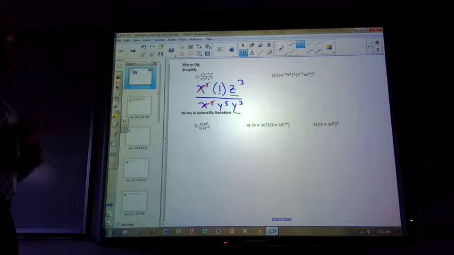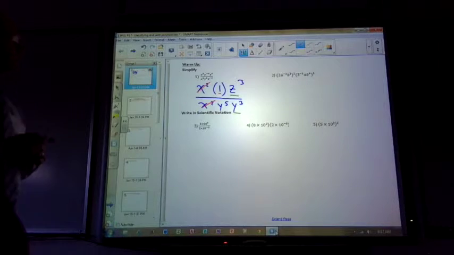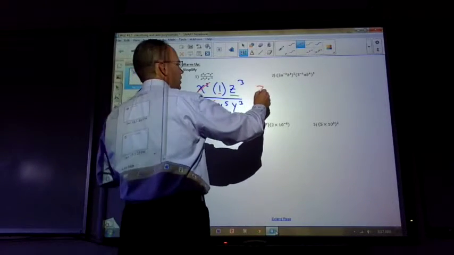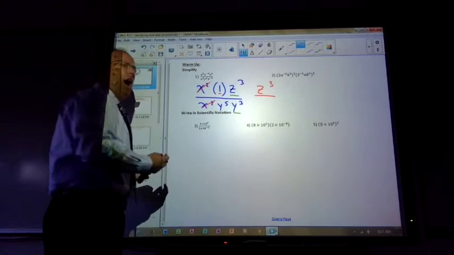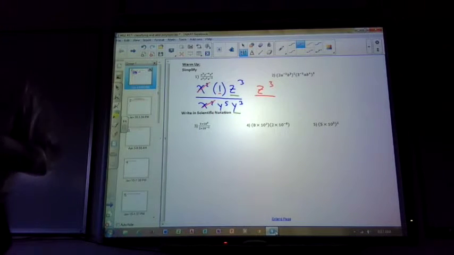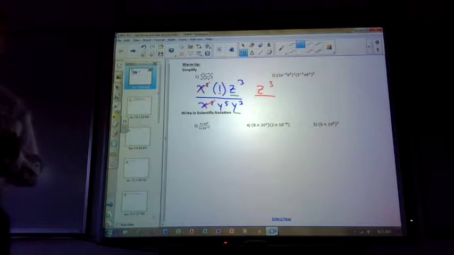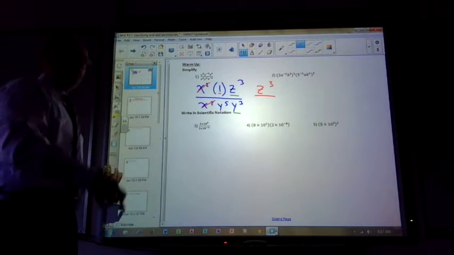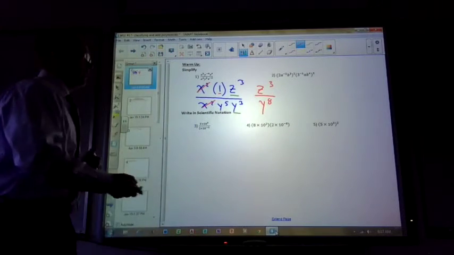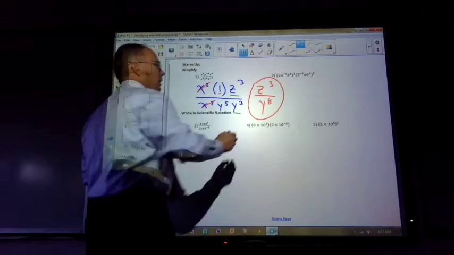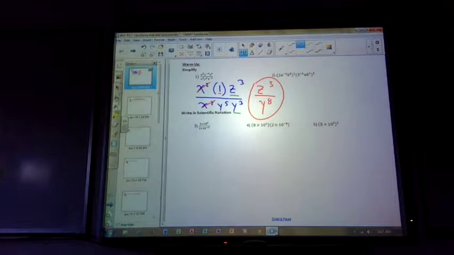I have z to the third on top, no z on bottom, so I just stay with z to the third, or 1 times z to the third, same thing. And then how many y's do I have on bottom? Eight. Why am I not doing a tug of war with the y's? Because they're on the same level, both on the bottom. Good. So y to the 8th. Okay, so that's what that problem would simplify to. I think that would be a very fair type of problem to give you on the quiz.